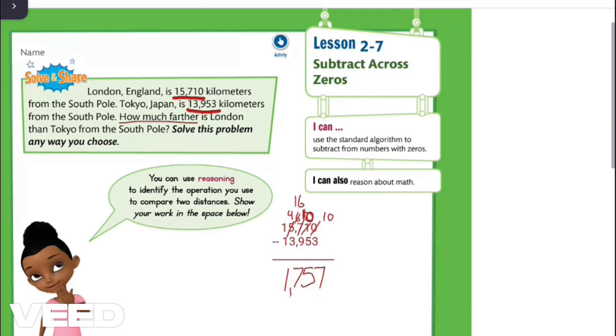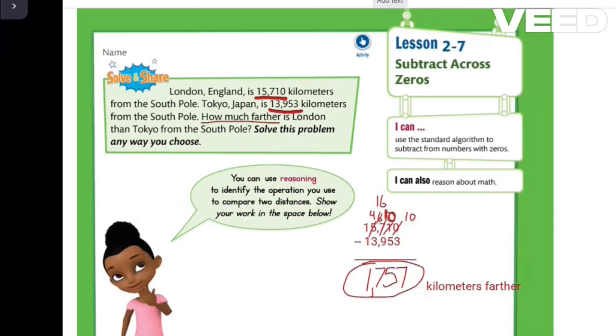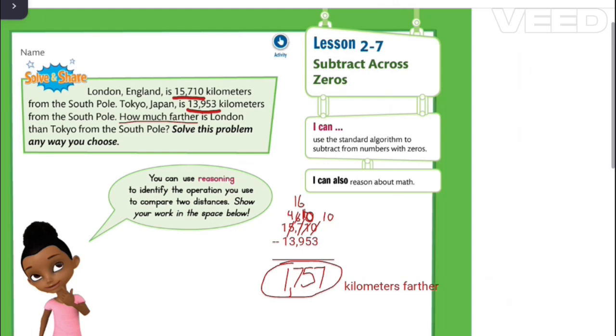So our answer is 1,757 kilometers farther. London is farther from the South Pole than Tokyo, Japan is, and it is 1,757 kilometers farther. Please go ahead and write this down. Remember, whenever we're subtracting, we take away 1 from the number on our left and add 10 to the number that we're subtracting from. Take 1 away from one place and add 10 to the other.